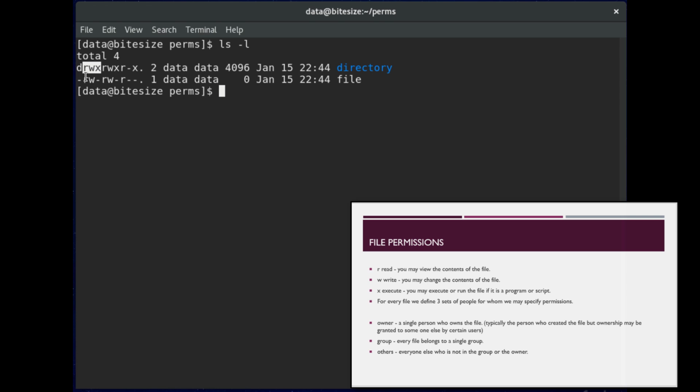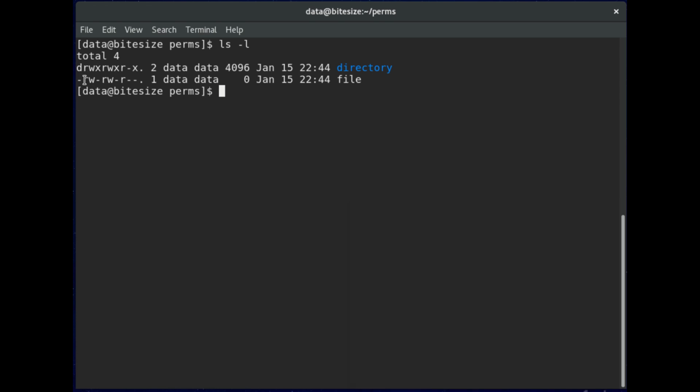The next three letters represent the user permission. In this case, the user is owned by data. So rwx is read, write, execute. The next set of three characters is the group. In this case, the group is also data. So read, write, and the dash means no execute, so it only has read and write permissions. And the last one is all other users, so it's read and execute. And again, the bottom one, the file, is just read, no execute, no write.